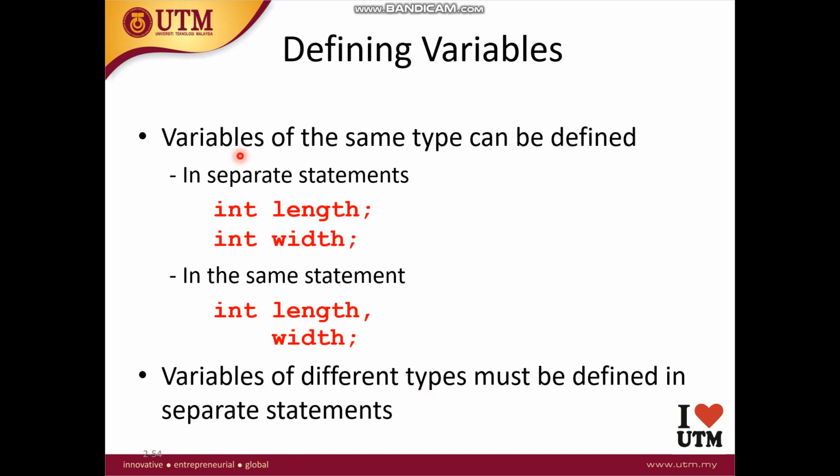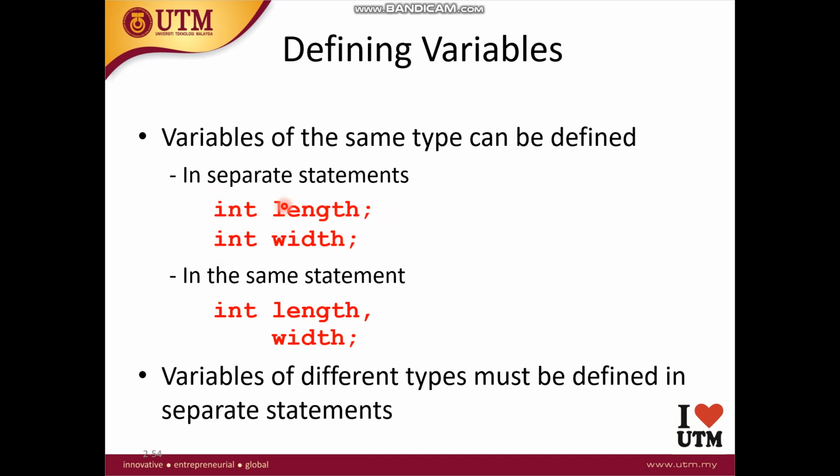And the definition of the variables. We have, for example, different types of variables: integers, long or short or whatever, a character or any other data types. When we have variables of the same type, for example, those two variables, length and width, they can be defined in two different statements. For example, int length semicolon, int width semicolon. This one is a statement, this one is another statement. Each of them is called a variable definition.